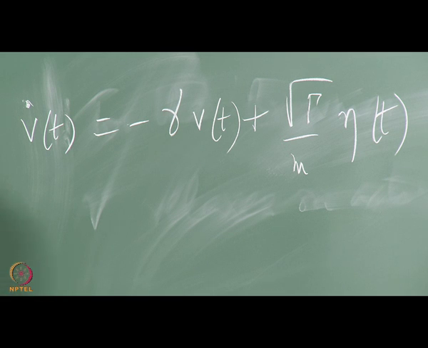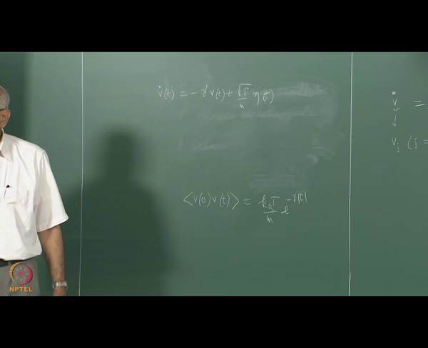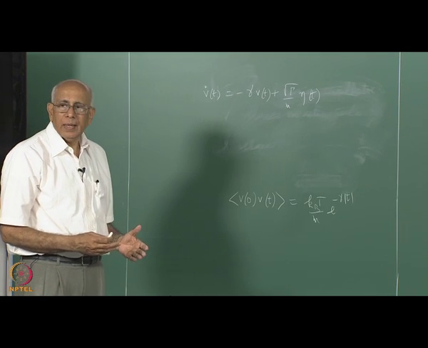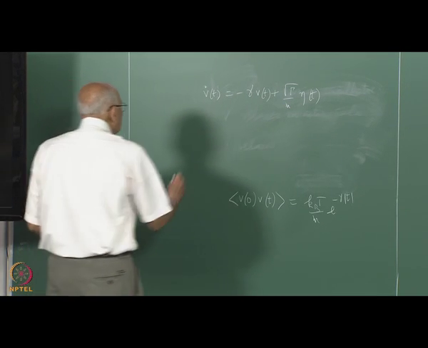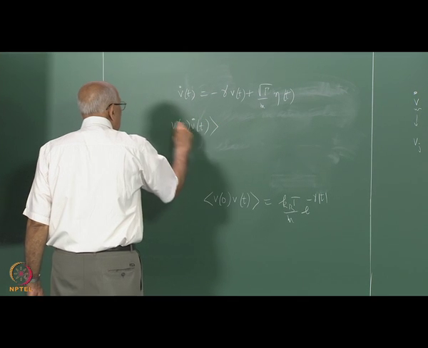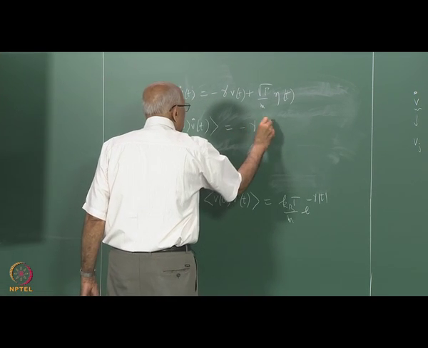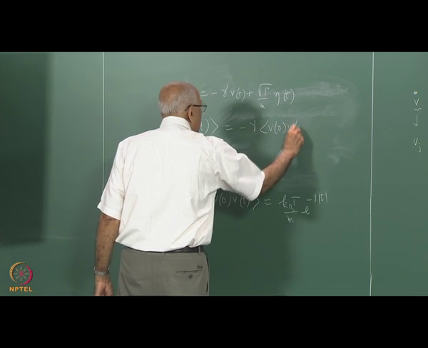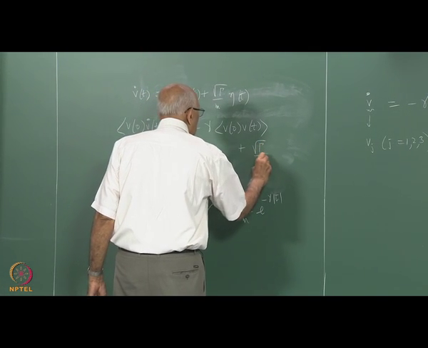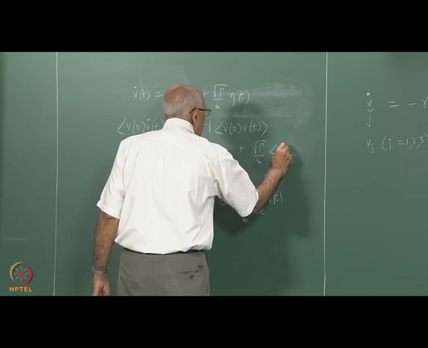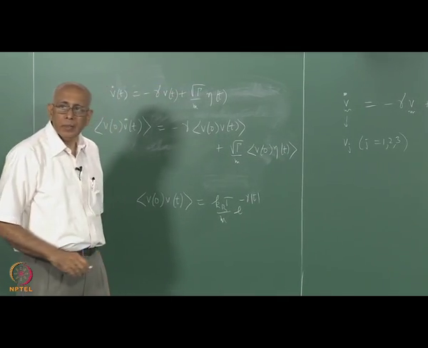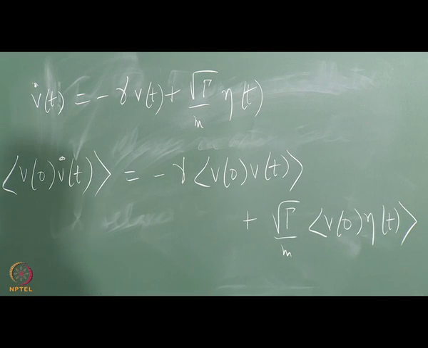And I want to find out what is V of 0, V of t in this case. So what I do is to multiply both sides by V of 0 on the left hand side and then average. So V of 0, V of t, V dot of t average equal to minus gamma V of 0, V of t plus root gamma over m, the average value of V of 0 with eta of t. Okay. And what do you think this average is?